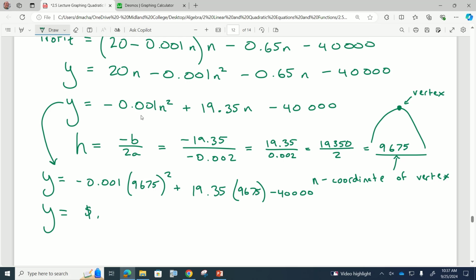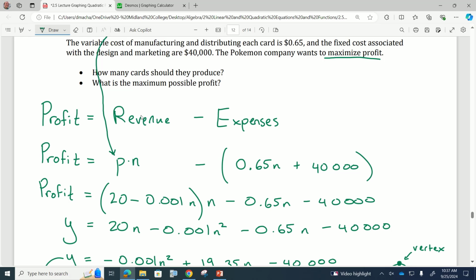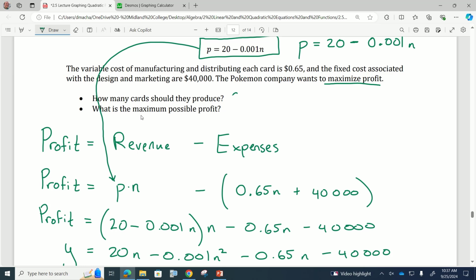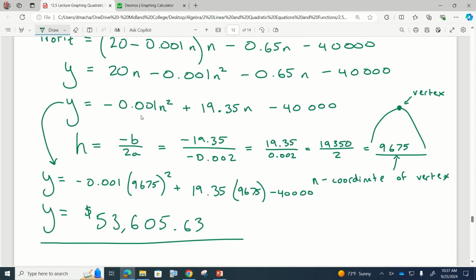If you did this correctly, and assuming I did it correctly, which is a big assumption, that is the profit, right? That's the profit coordinate of my vertex. So let's see what the question was actually asking. How many cards should they produce? Well, if they want to produce the maximum profit as it happens at the vertex, they should produce 9,675 cards. What is the maximum possible profit? $53,605.63.